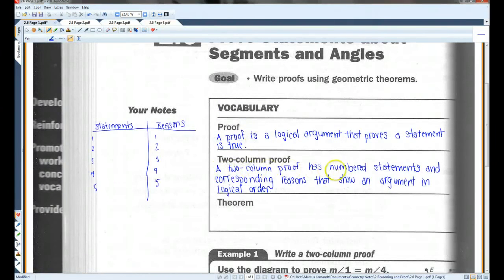A two-column proof has numbered statements and corresponding reasons that show an argument in logical order. It looks something like this. When we are setting out to prove something, you're usually given a given and a prove. And generally, you start with your given and you end with your prove. We'll do an example of this. It looks something like this. A theorem is a statement that can be proven.